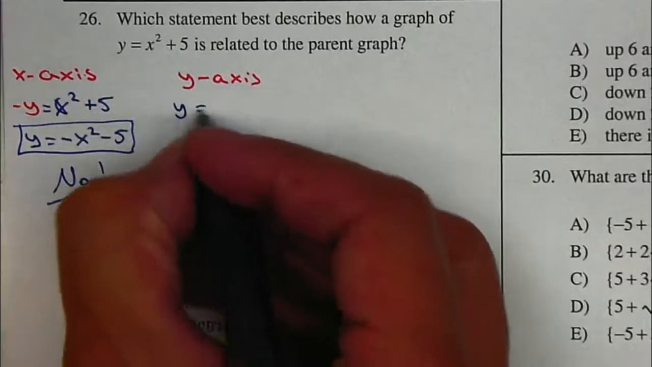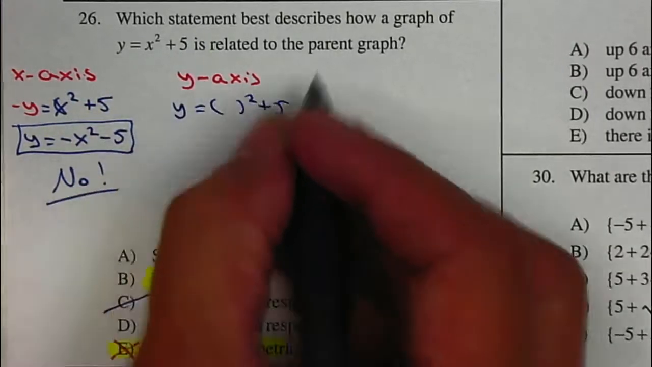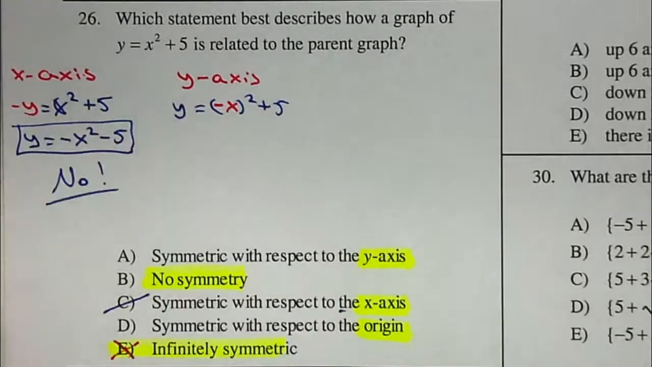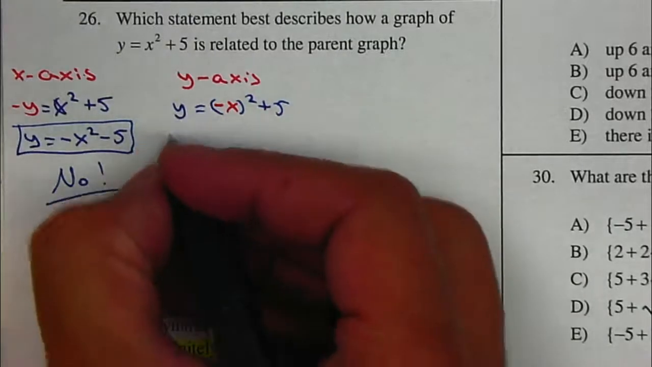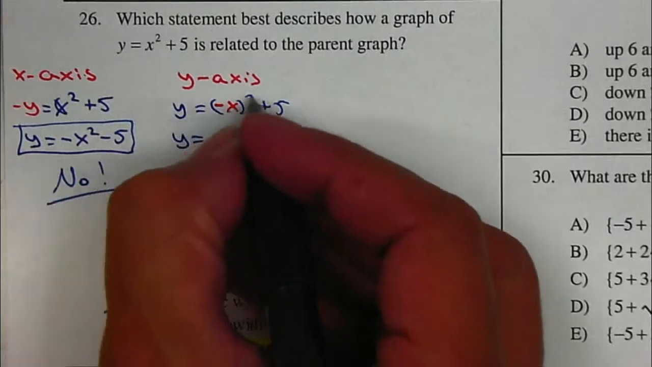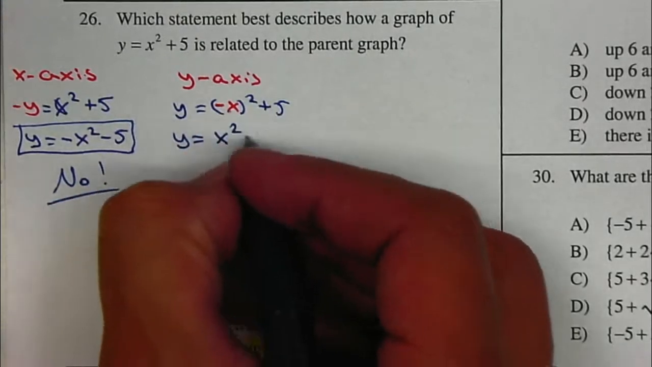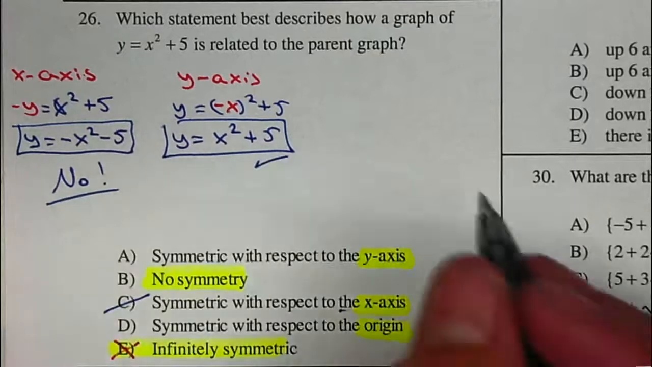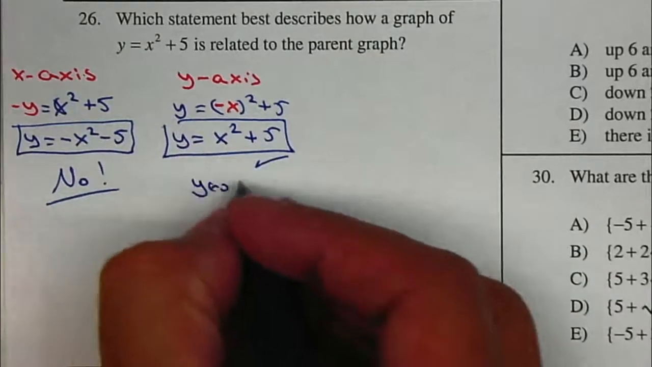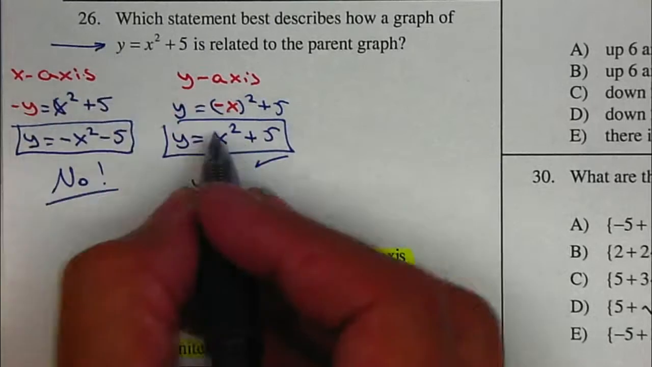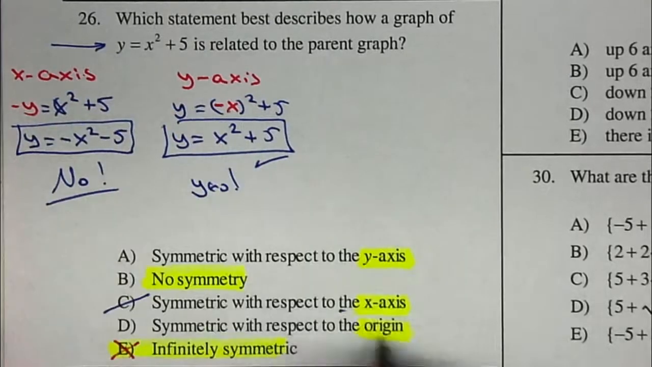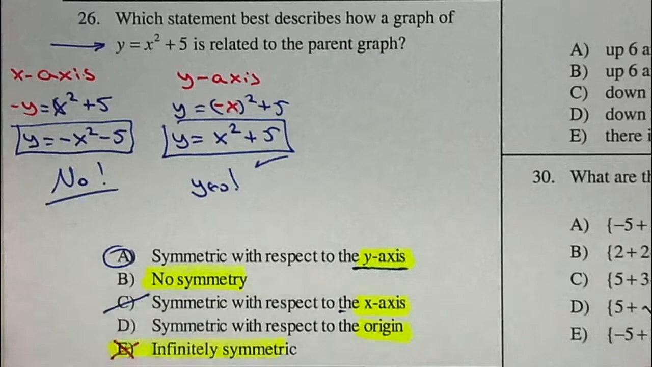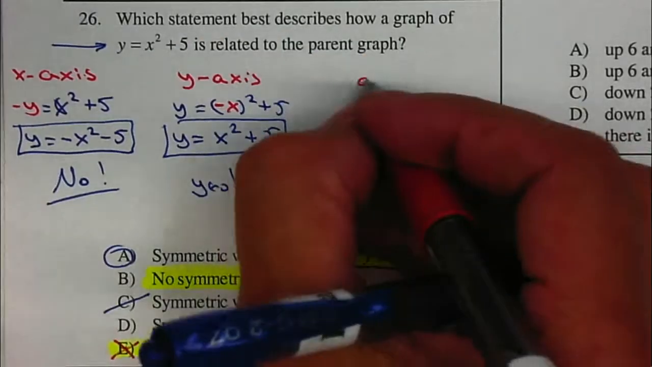So it'll be y equal to x squared plus 5. But instead of the x, I'm going to replace it with a negative x. And I'm going to simplify. So I have y equal to negative x squared, which will just give me x squared plus 5. And that one's fine. So that will be a yes, because it's exactly what we started with. So it is symmetric to the y-axis. So A. Now be sure to check to see if it's symmetric to the origin.